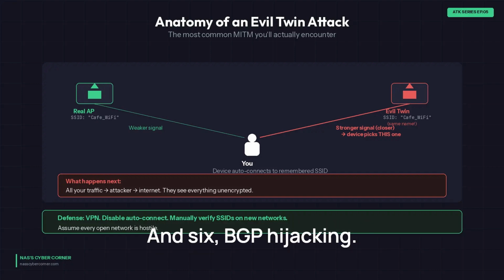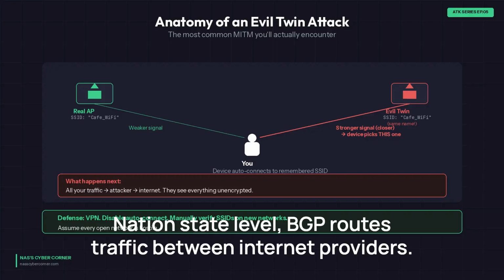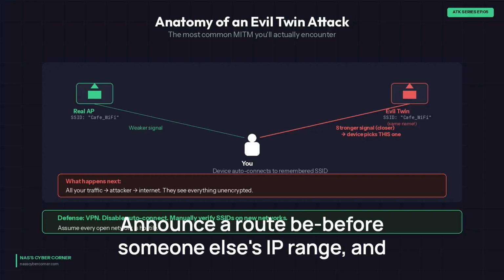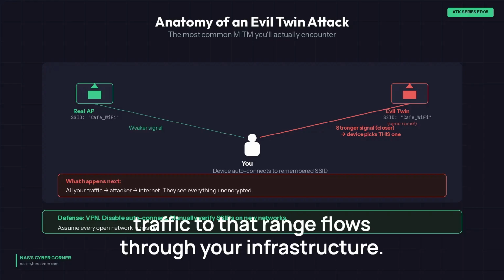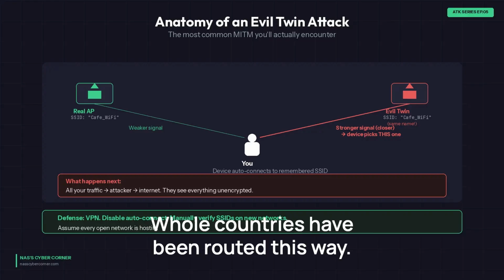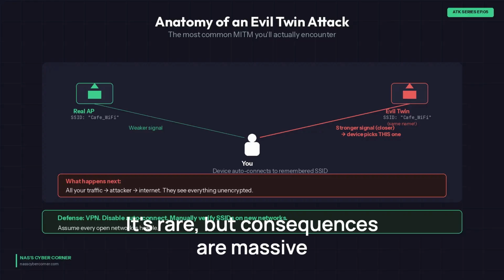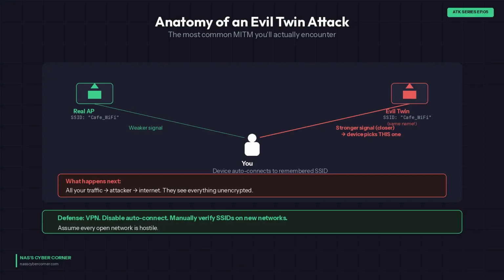And 6. BGP hijacking. Nation-state level. BGP routes traffic between internet providers. Announce a route for someone else's IP range, and traffic to that range flows through your infrastructure. Whole countries have been routed this way. It's rare, but consequences are massive.